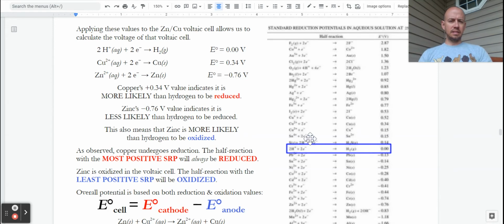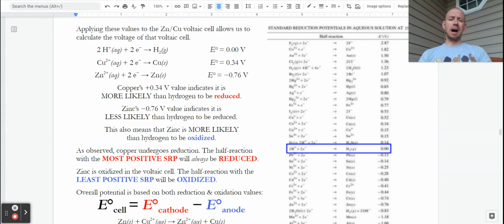The copper is a little bit above. Two copper ions gaining 2 electrons to make copper metal has a positive standard reduction potential of 0.34. It wants to be reduced, and in doing so produces a certain amount of voltage. But zinc is down here. It doesn't want to be reduced.